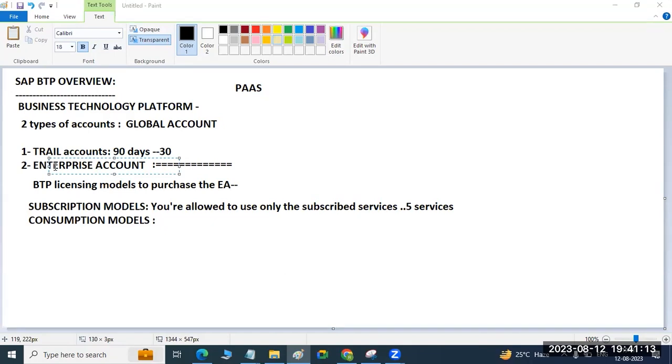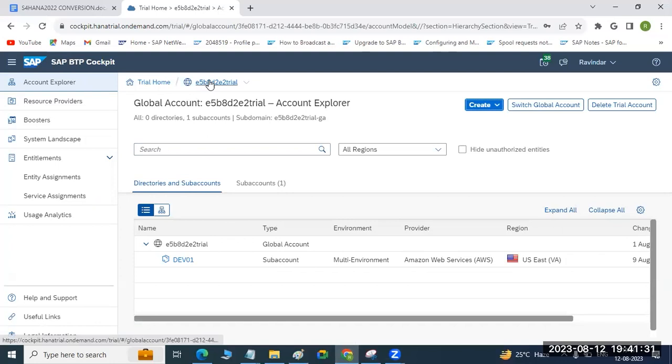So there are two accounts, trial and enterprise account. Then what is a global account? If you take either the trial account or the enterprise account, the global account is the main account here. Whenever you take an account, they will provide one global account to you.